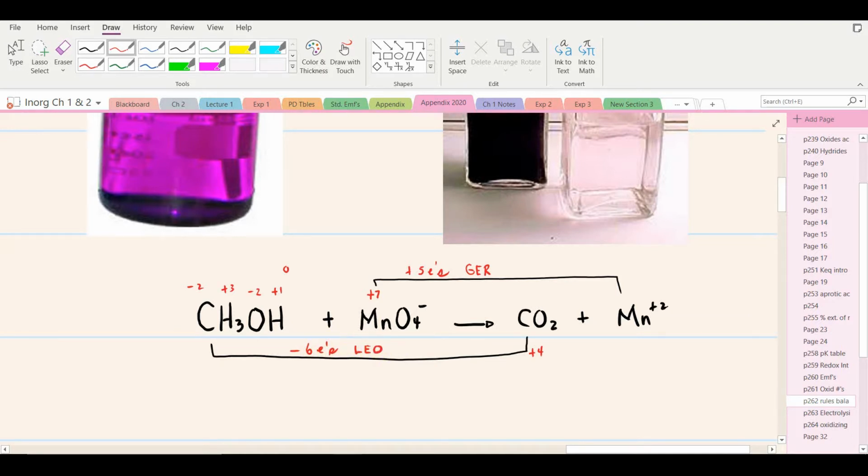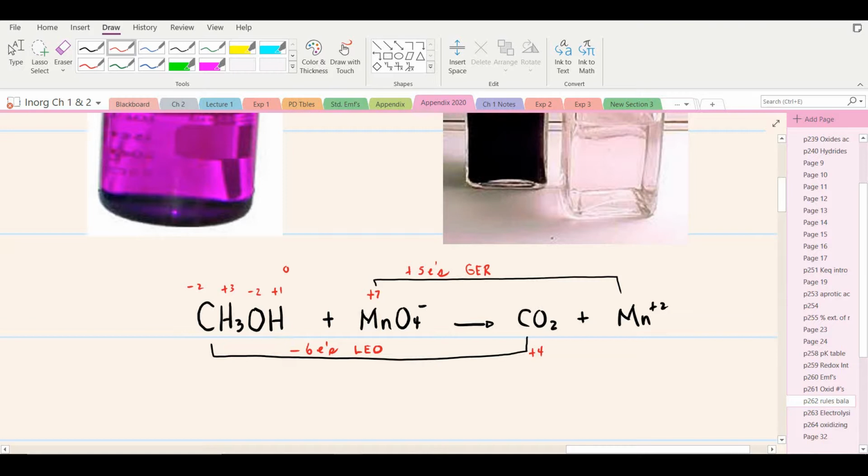This is an example of a reaction that you could balance by inspection, as I'm doing here. Just to balance the electrons, you'd see that you would need 6 moles of permanganate, 6 times 5 is 30 electrons, for 5 moles of methanol, 5 times 6 is 30 electrons, and it's done.